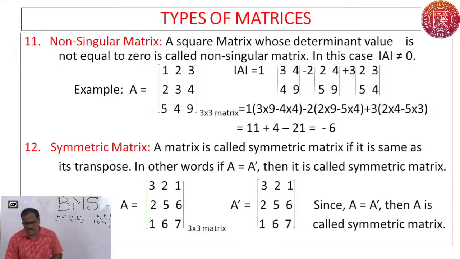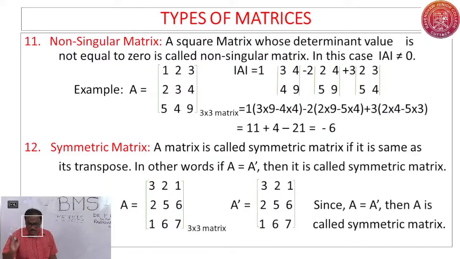So one matrix is given as an example: 3, 2, 1 is the first row, 2, 5, 6 is the second row, and the third one is 1, 6, 7. Now when it is to be transposed, the first row 3, 2, 1 is converted into the first column. The first column is now 3, 2, 1. So you find out A dash, that is your A transpose.